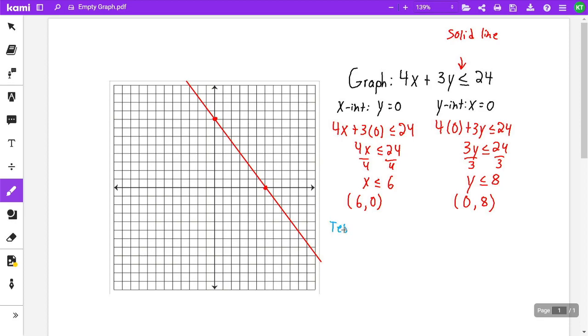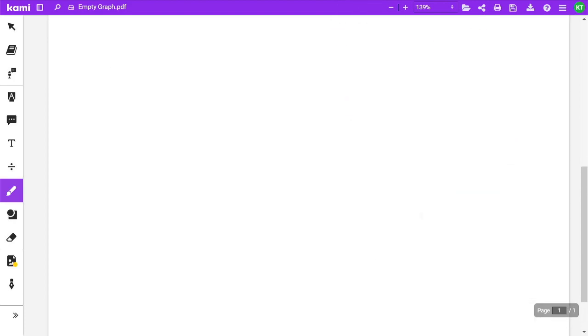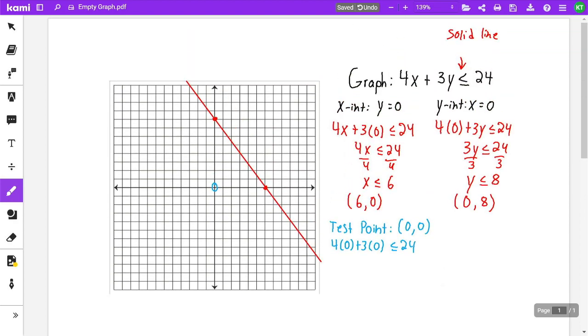So our test point, and remember that's any point that is not on our boundary line. So I'm going to use the test point 0, 0. And using this, I'm going to plug this into our inequality. So I will have 4 times 0 plus 3 times 0 is less than or equal to 24, which will then give us 0 is less than or equal to 24. And 0 is less than or equal to 24, which is true.